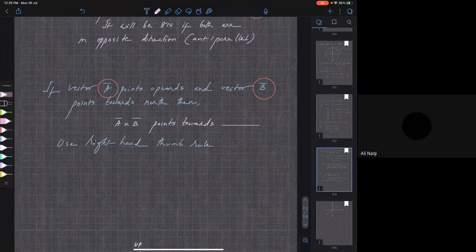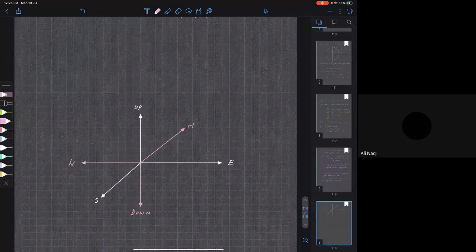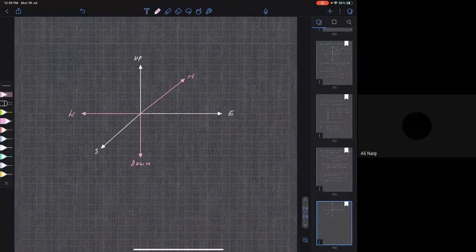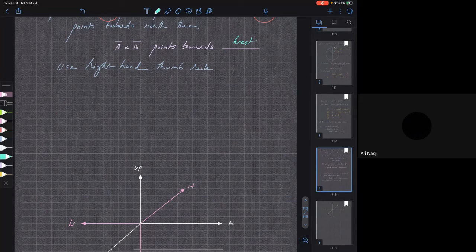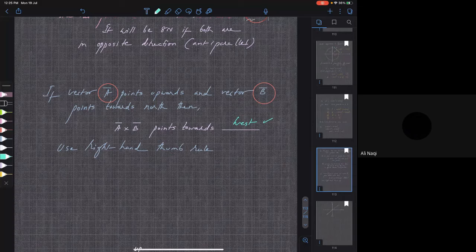So A is pointing upwards and B is pointing towards north. A is pointing upwards, B is in the west direction. So this will be west. This is the answer. Clear? Yes, sir, clear.